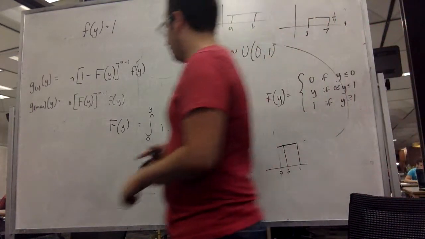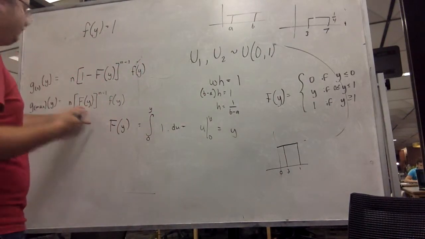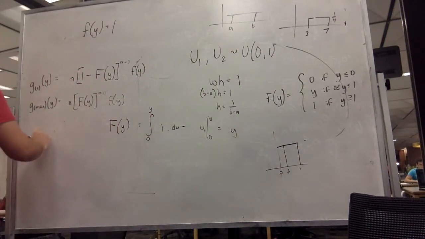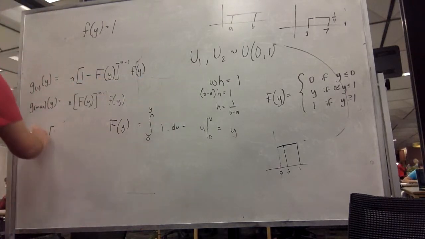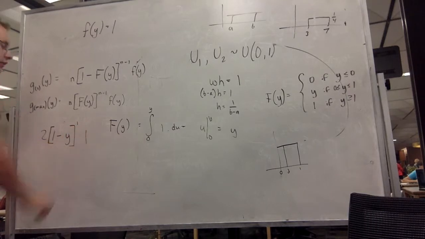So I don't know what you put here. I would just say y. So for the min, it would be n times, or rather, how many, 2. 2 times 1 minus y to the 1 times 1. I think that's the answer we're looking for. Yeah, it was. They use U, but it's the same thing.